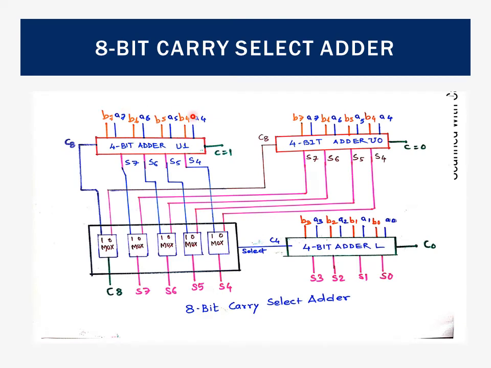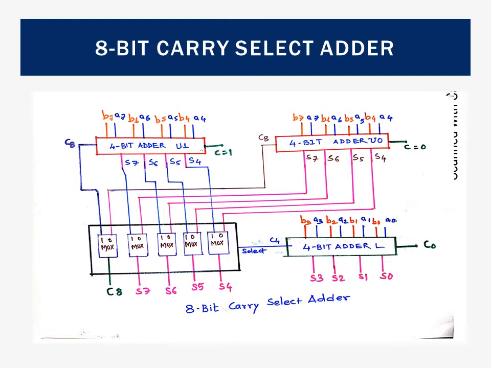Now let us understand this 8-bit carry select adder. As I have told you, it is basically divided into two blocks. The first one is the L block and the second, the U block, is divided again into U0 and U1. Now the lower order bits A0, A1, A2, A3 and B0, B1, B2, B3 are fed to this L block to produce the sum S0, S1, S2, S3 and the carry C4.